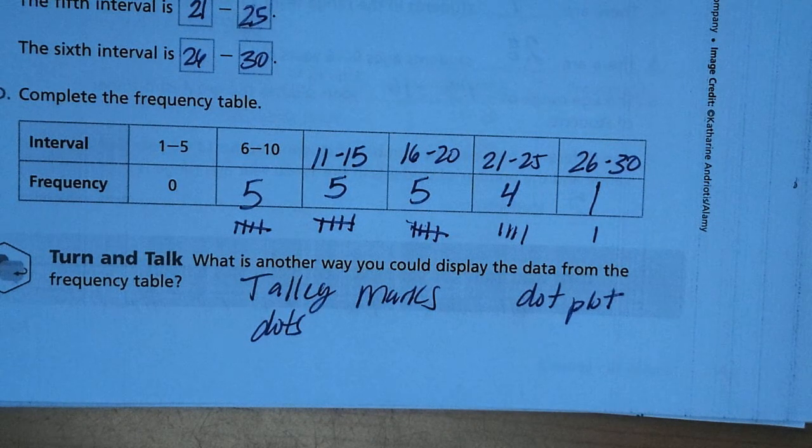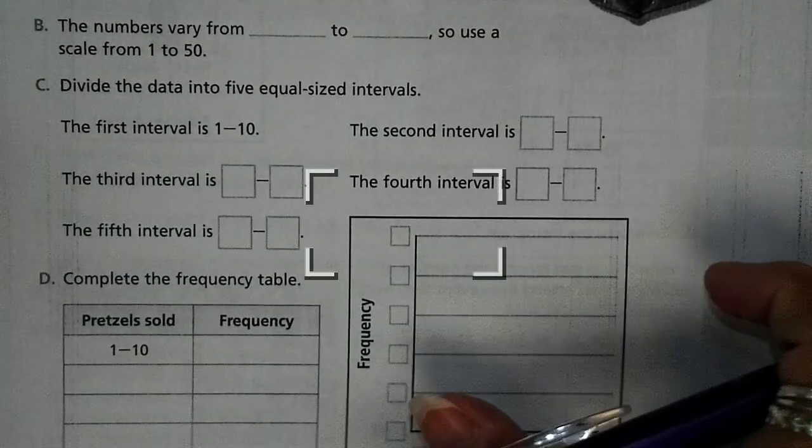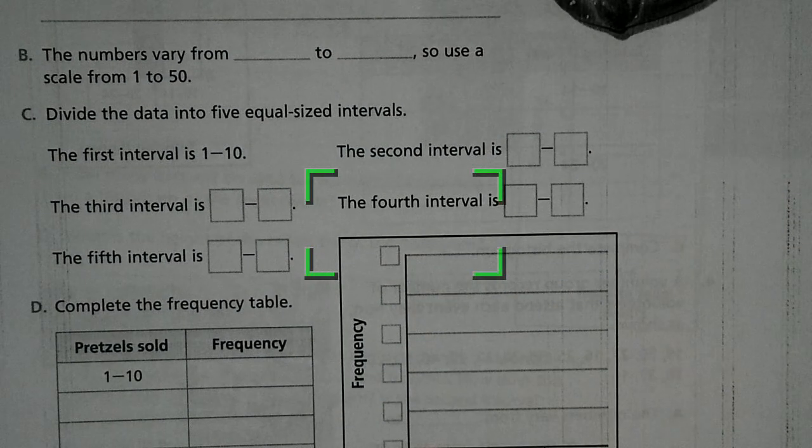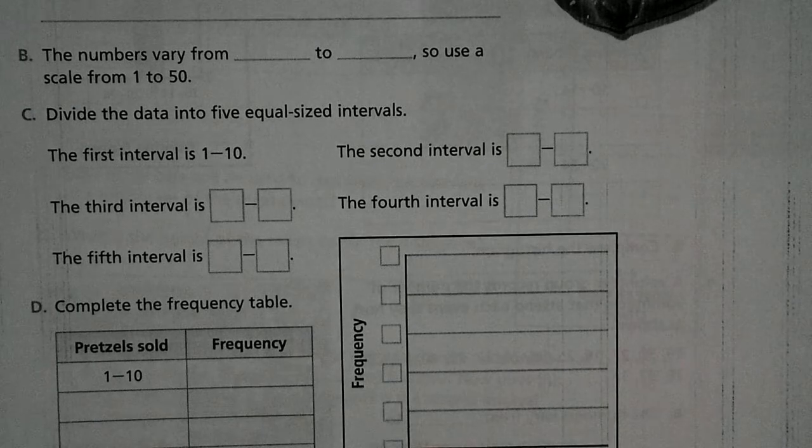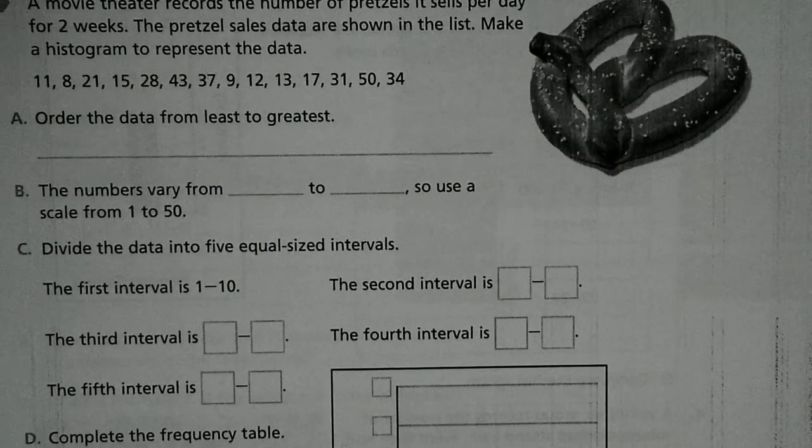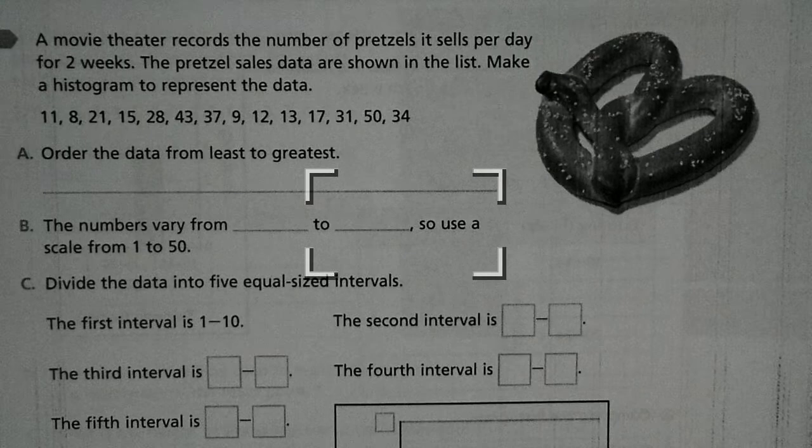Okay, are we good? Can I move on? Yes, ma'am. All right, so now we're going to put it all together, and we're going to draw a frequency table, an interval, and then from the frequency table, we're going to do a histogram. All right, so we're going to order our data.